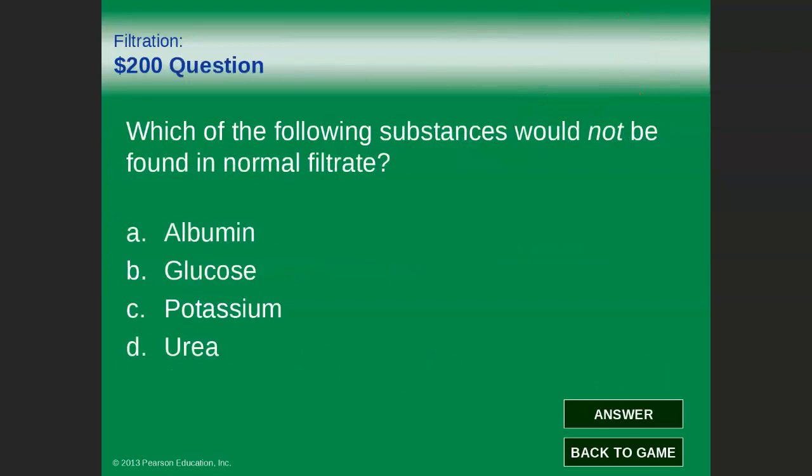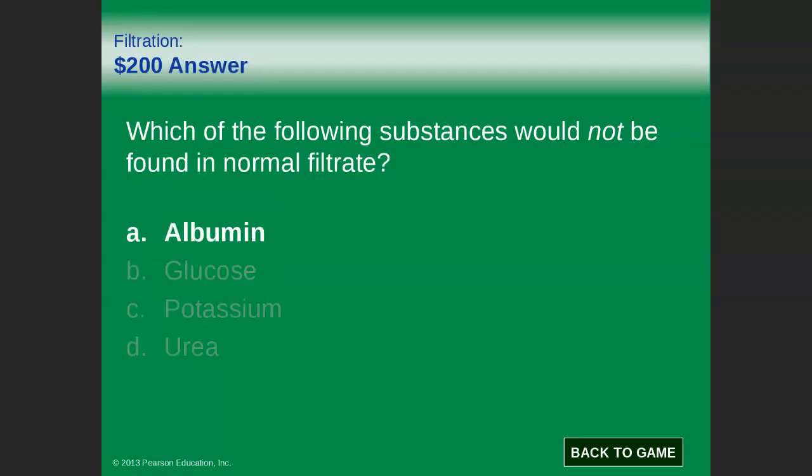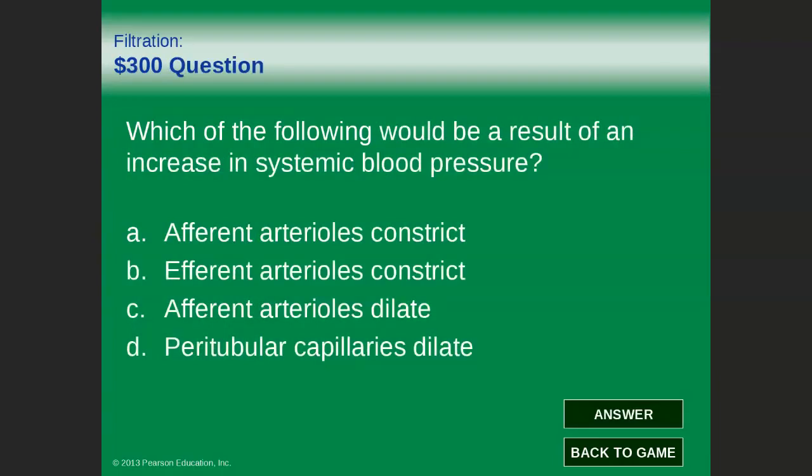Which of the following substances would not be found in normal filtrate? In other words, which one effectively blocks it from going into the nephron? Yeah, albumin. You would not see albumin in a filtrate. You can see glucose, especially in diabetics, potassium, and of course, most of your urine is urea. 40% of the urine is waste products. But albumin is a small amino acid, so it forms a protein. Hopefully you don't see albumin.